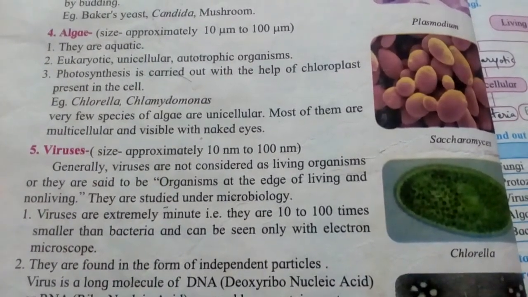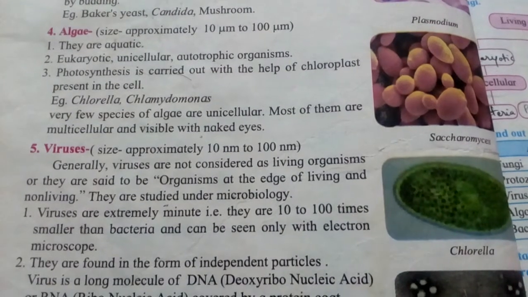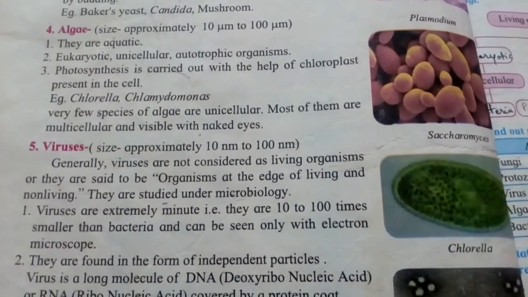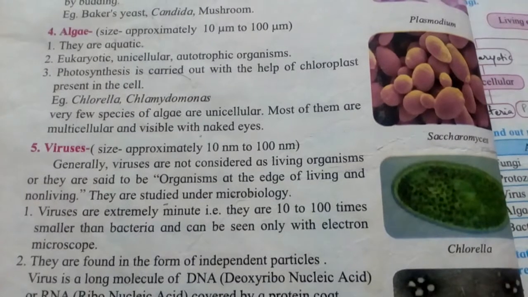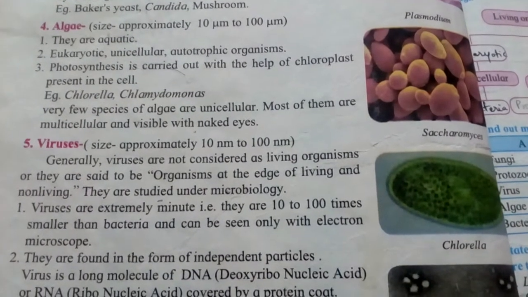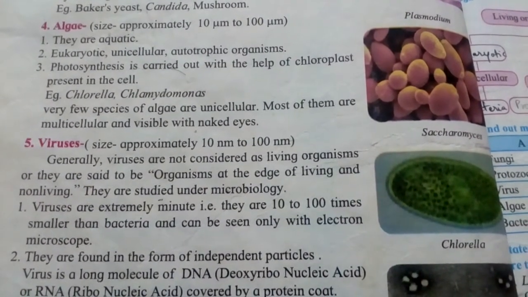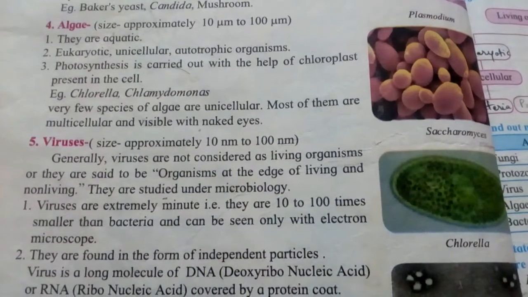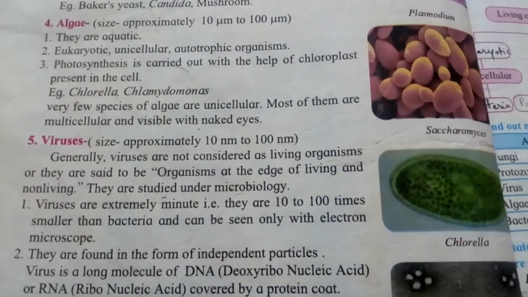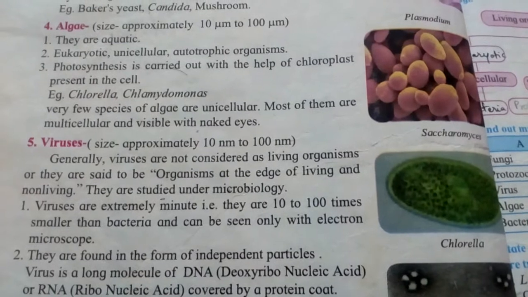Examples of unicellular algae are given over here, that is chlorella and chlamydomonas, while that of multicellular algae is spirogyra, which is not mentioned in your book. Multicellular algae do not require any microscope to be observed. We can observe multicellular algae with the help of our naked eye.